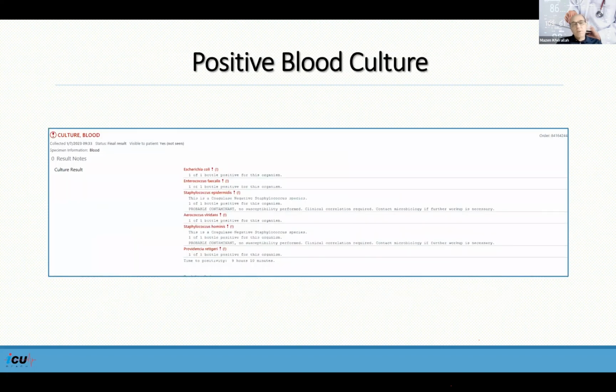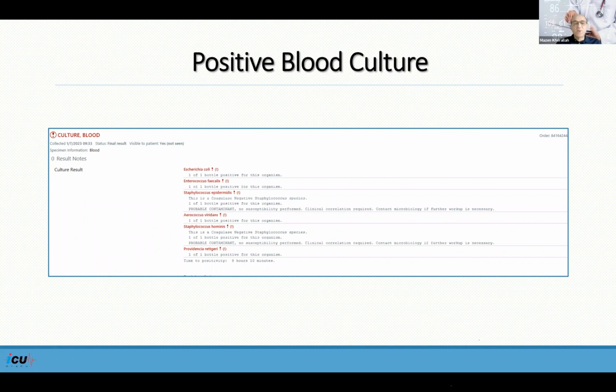Now, when we got the blood culture, this is the final blood cultures. And the purpose of this is to show you that we only detect what we target. So we have 6 different organisms. And of course, this is a contaminated specimen. So none of these organisms mean anything to the patient.